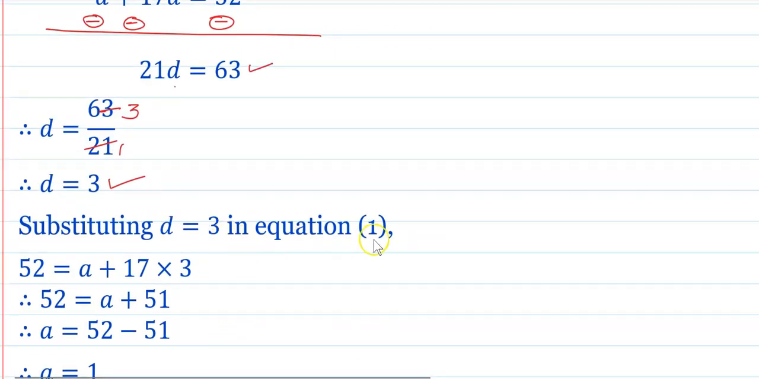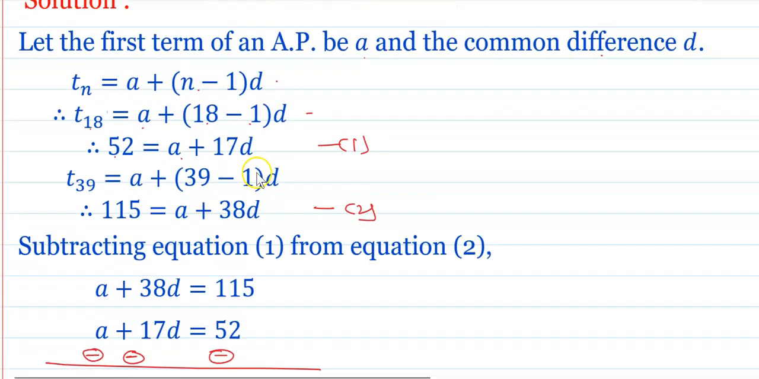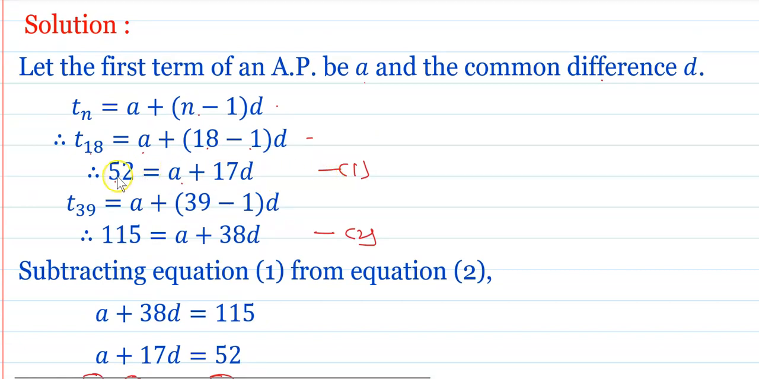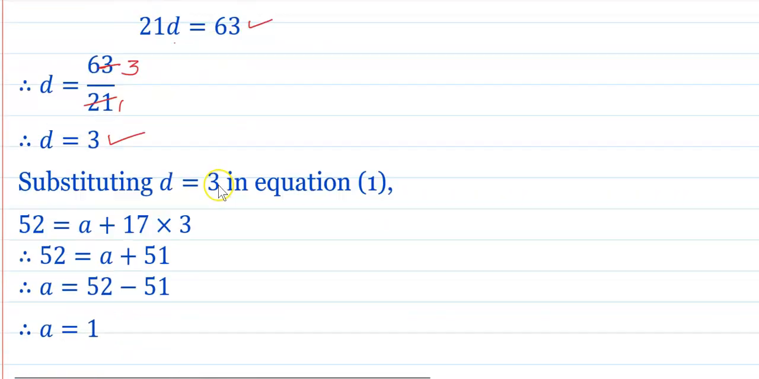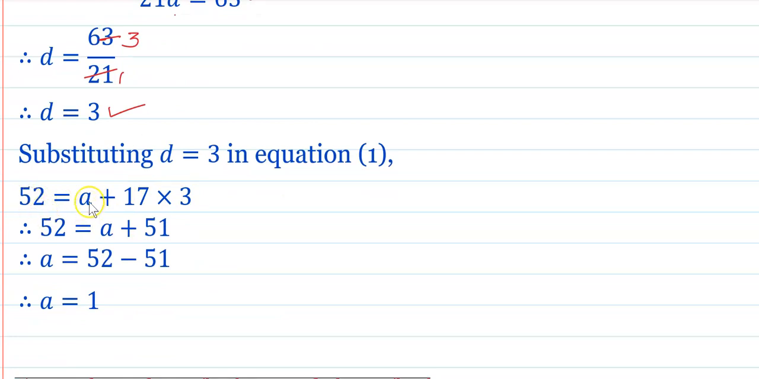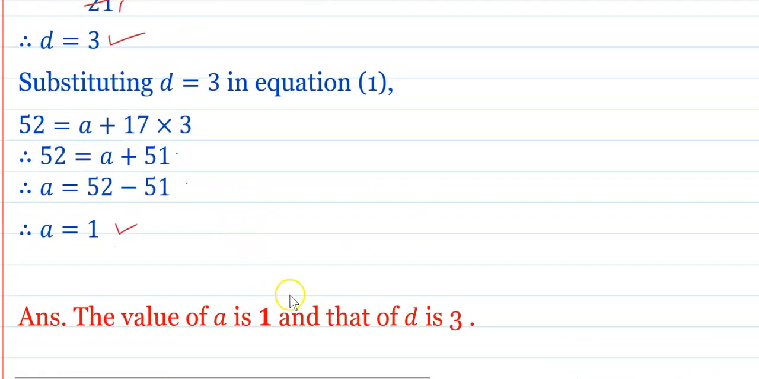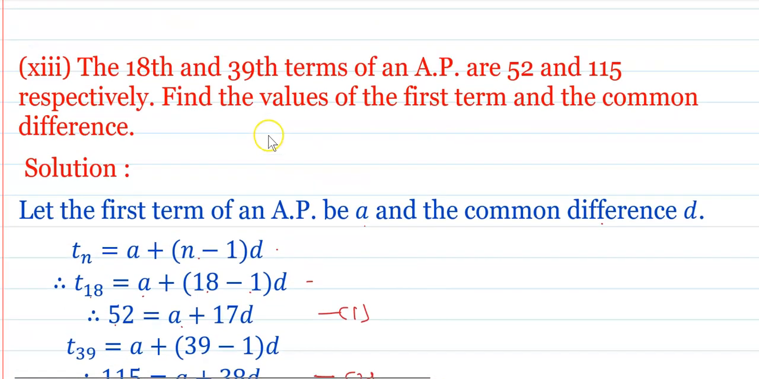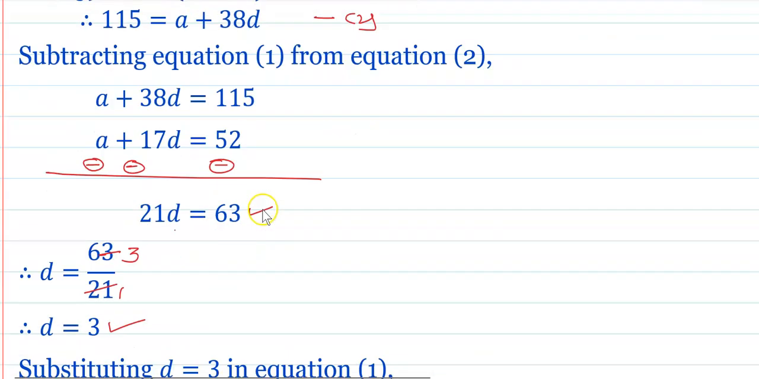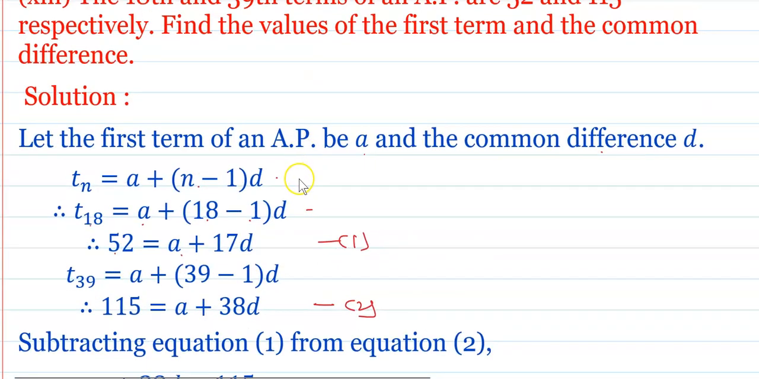Substituting D is equals to 3 in equation 1. What is equation 1? 52 is equals to A plus 17D. D is 3. 17 into 3 is 51. Therefore, A is equals to 52 minus 51. A is equals to 1. And hence, the value of A is 1 and the value of D is 3. Easy example here. We only have to apply the formula for the Tn.